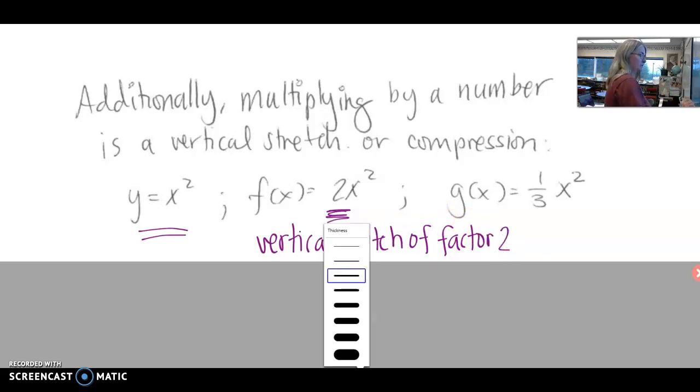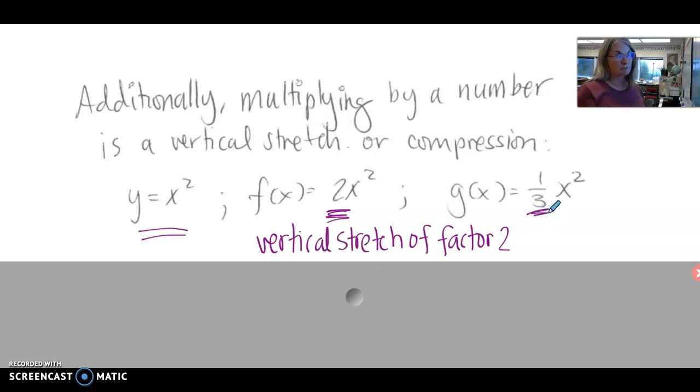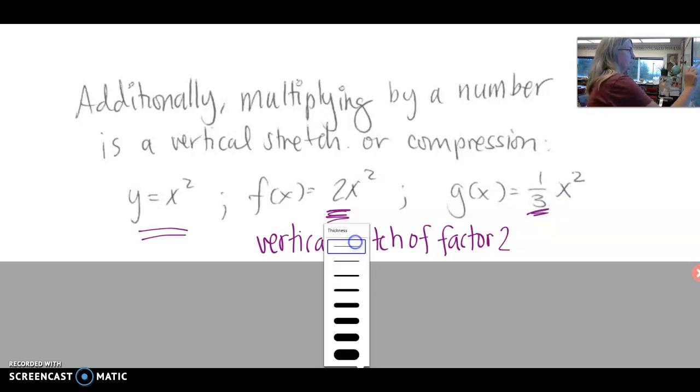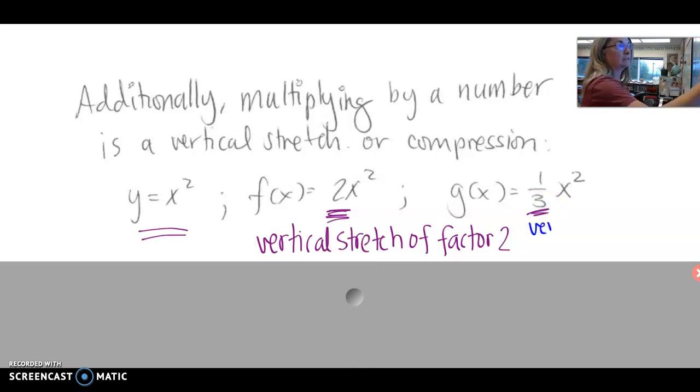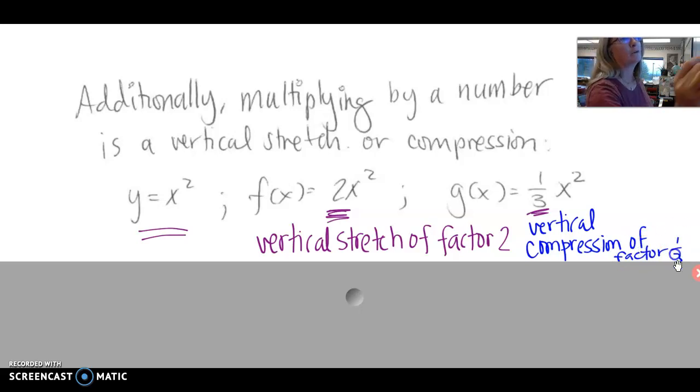This next one is going to be 1/3 of the y distance from the vertex. When we're multiplying by 1/3, it's going to be a vertical compression. It's called a vertical compression of factor 1/3. Every y coordinate will be 1/3 of what the parent function was.